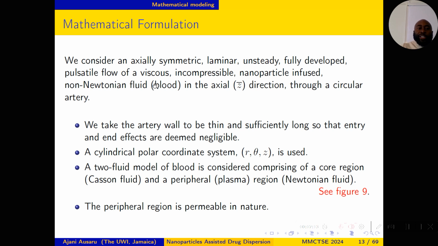And so we consider an axially symmetric, laminar, unsteady, fully developed pulsatile flow of a viscous, incompressible, nanoparticle-infused, non-Newtonian fluid in the axial direction through a circular artery. And these are our assumptions. The artery wall is thin and sufficiently long so that we can neglect end and entry effects, using a cylindrical polar coordinate system. We have a two-fluid model where the core region is a Casson fluid, capturing the non-Newtonian rheology, and we have a plasma region or peripheral region, which is modeled as a Newtonian fluid. And the peripheral region is permeable or porous in nature.